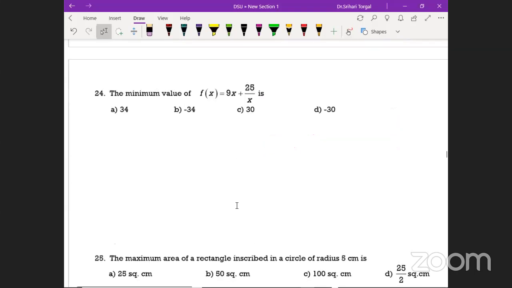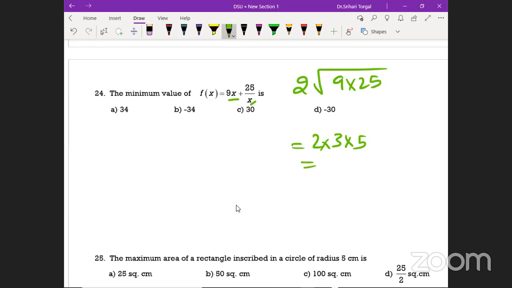What about here? We have a reciprocal, x and 1 by x. I told you already, 2 into square root of 9 into 25. That is 3 into 5 into 2. 6 5s are 30. Option C is the right answer.